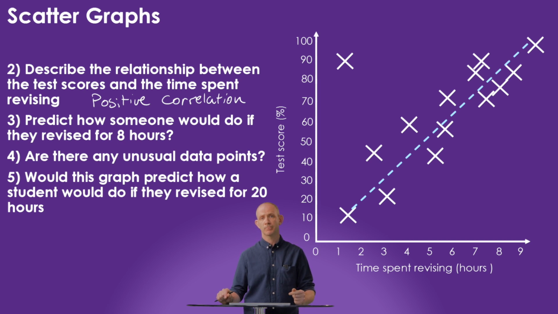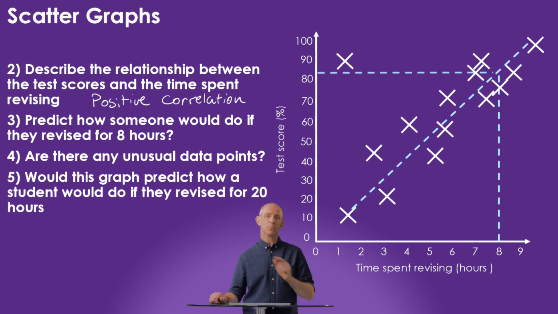We can now use this line of best fit to answer the next question, which is to predict how well someone would do if they revised for 8 hours. We'll draw a line up from 8 hours to the line of best fit, and then across to the test score to get roughly 82 or 83. There's always going to be an allowance or a margin of error for this type of question due to the estimation of the line of best fit.